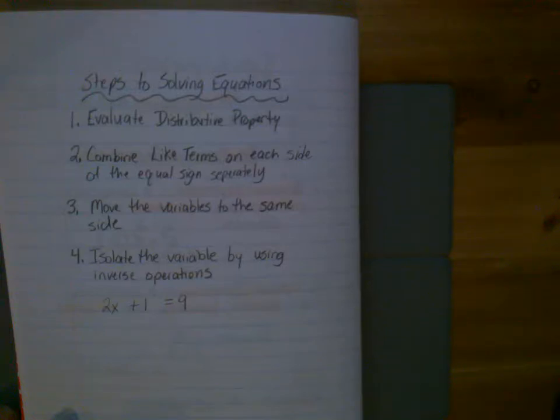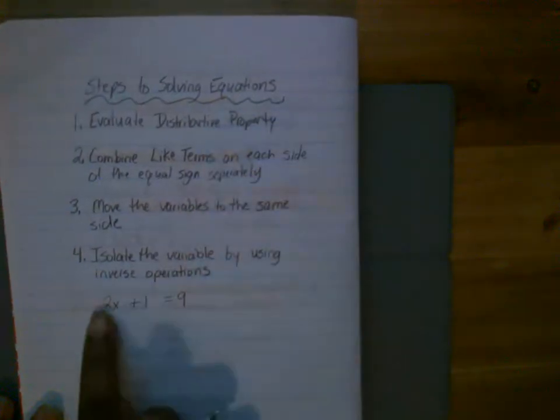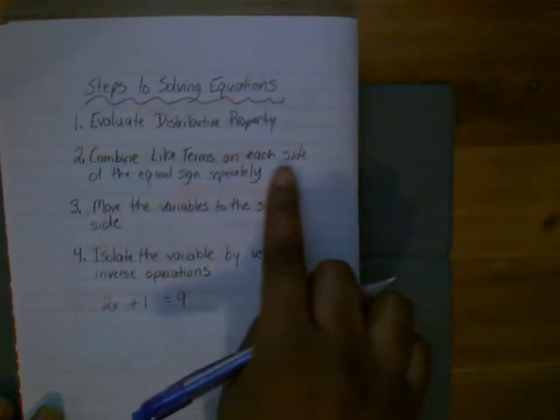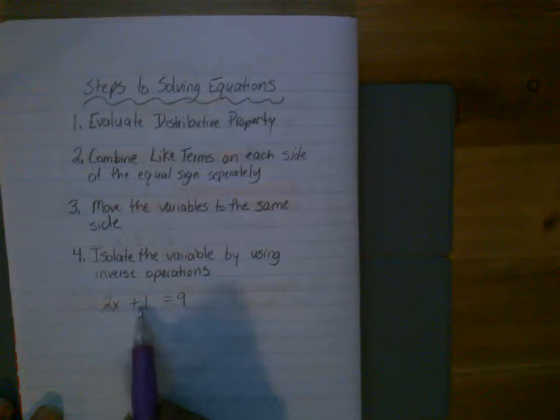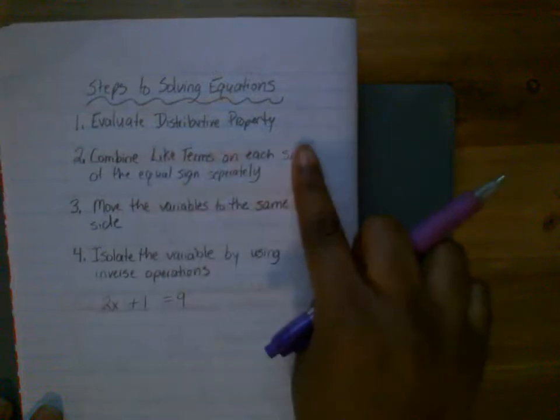All right. I'm going to use the steps to solve this equation. The first step is distributive property. I notice that I do not have distributive property in this problem, so I skip step 1. Combine like terms on each side of the equal sign separately. I can't combine these terms because they're not alike, and there's nothing to combine over here. So I skip step 2.